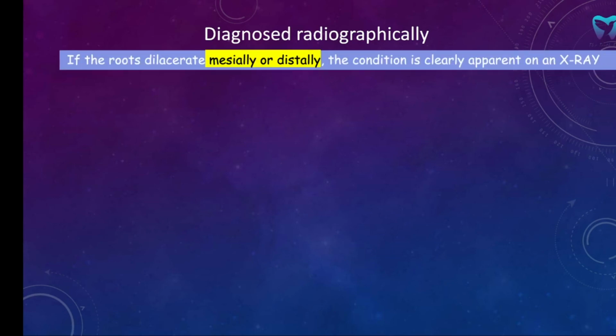When diagnosed radiographically, if the root dilaceration is present mesially or distally, the condition can be clearly seen on X-ray. Like we can see the adjacent tooth. If you want to see 1.5, we can see 1.6 and 1.4 clearly because they are present mesially or distally. So if the roots dilacerate mesially or distally, we can clearly see it.